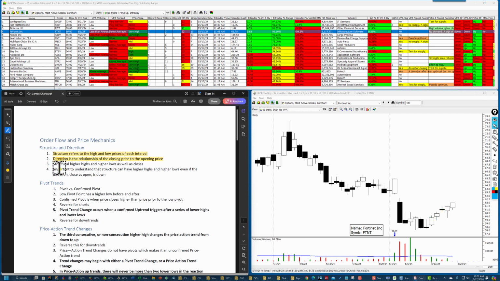This is what I'm referring to right here. It's important to understand that structure can have higher highs and higher lows even if the direction, close versus open, is down, and that's exactly what happens here. What I'm looking for is structural higher highs and higher lows for an uptrend, and you can see that happening right here. I'm going to just get a line here.